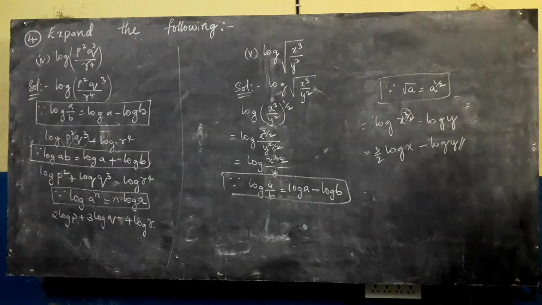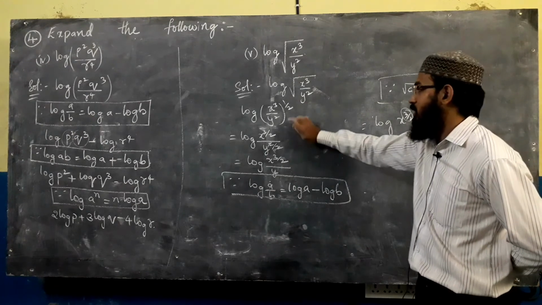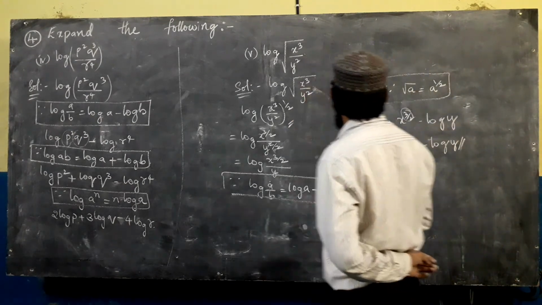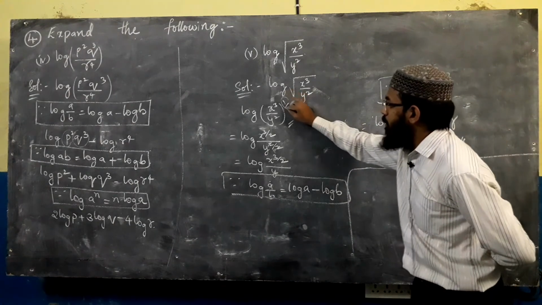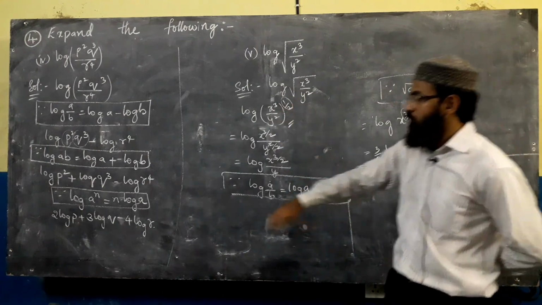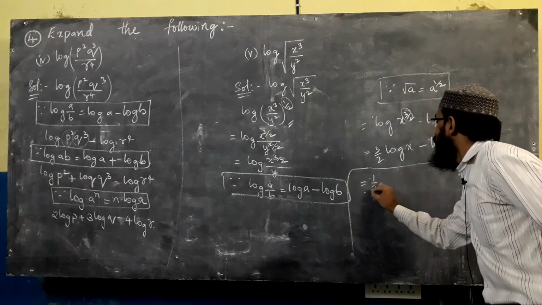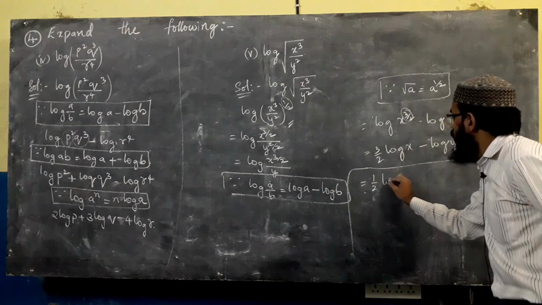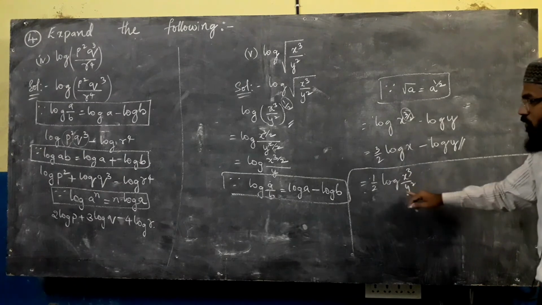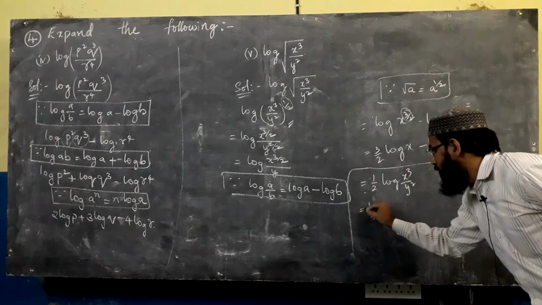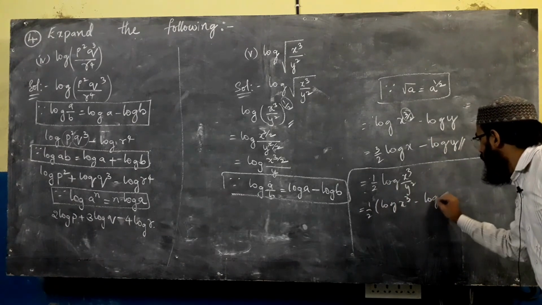But if we don't cancel this here, then from here we can write the second method. That is, this is nothing but a to the power of n. So n comes in front of log. So 1 by 2 into log x cube by y square. We can use the formula log a by b. Then it becomes 1 by 2 into log x cube minus log y square.